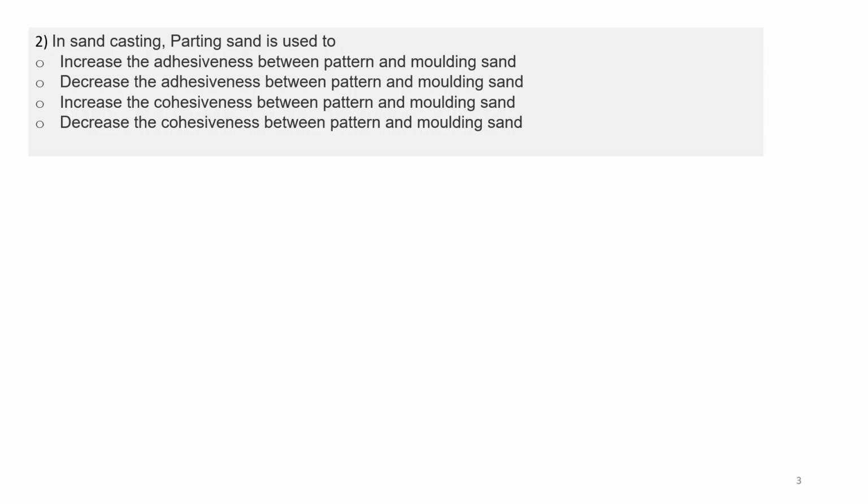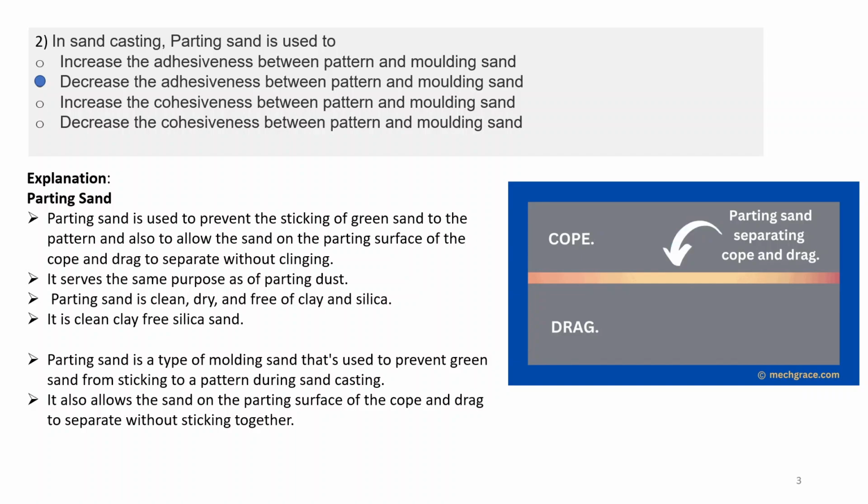Next question is, in sand casting, parting sand is used to: increase adhesiveness, decrease adhesiveness, increase cohesiveness, or decrease cohesiveness between pattern and molding sand. The answer will be the second one. Between the cope and drag, you apply this parting sand for the easier removal of the cope from the drag, and also the pattern from the sand.